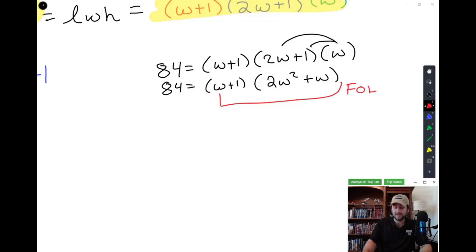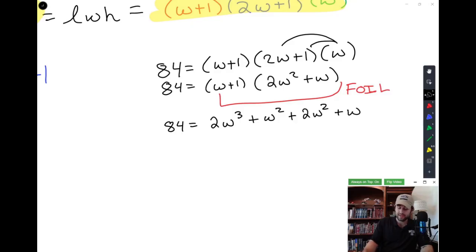I'm going to have to do the FOIL now: first, outer, inner, last. If you need practice with that, I would encourage you to go visit chapter 2. We did a lot of FOILing. We're going to have to move a little faster now so you can get through the video. So 2w cubed, first term, outside term, w squared, inside term, plus 2w squared, last term, plus w. Combine like terms in the middle. We get 84 equals 2w to the third power plus 3w squared plus w.